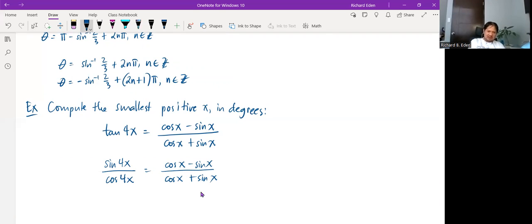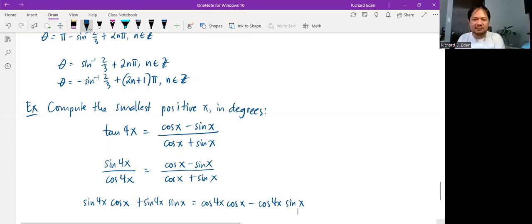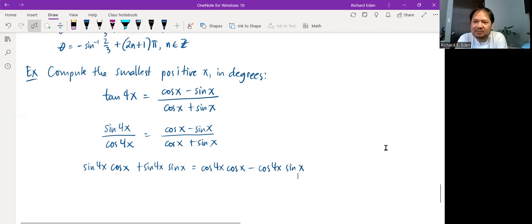Anyway, let's remove fractions. So let's cross multiply. Sine of 4x cosine x plus sine of 4x sine x equals cosine of 4x cosine x minus cosine of 4x sine x. Okay. We have four different terms.